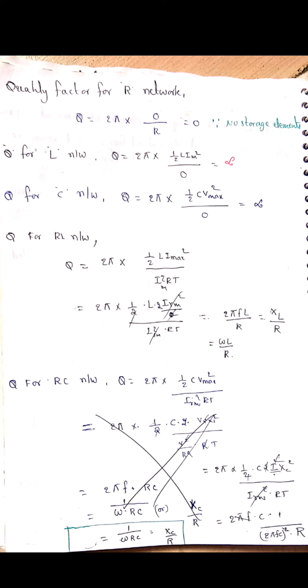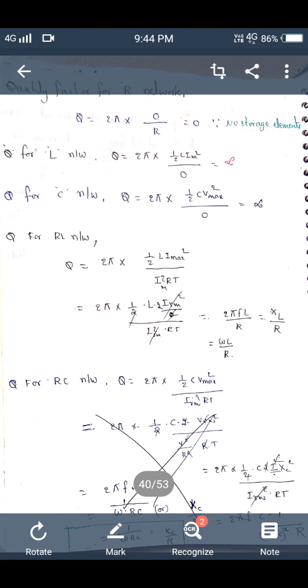Next, quality factor for a pure inductive network. Pure inductive means no resistance. Then quality factor is equal to 2 pi into maximum energy stored because of inductor, which is half L I maximum square. Why? Because energy stored across an inductor is half L I square. We need the maximum value, so half L I maximum square divided by 0, since no resistor means energy dissipation is 0. Then the quality is equal to infinity. Yes, we can say it's the best network. Similarly, quality factor for a pure capacitive network is also infinity, according to the formula 2 pi into half C V maximum square divided by 0, which is equal to infinity.